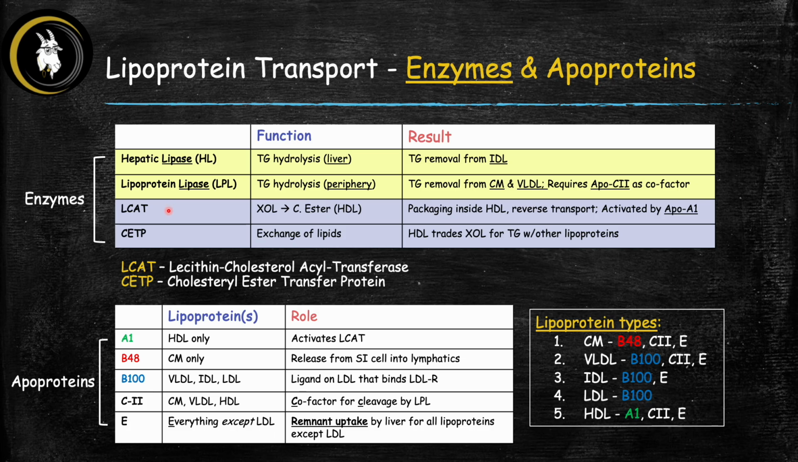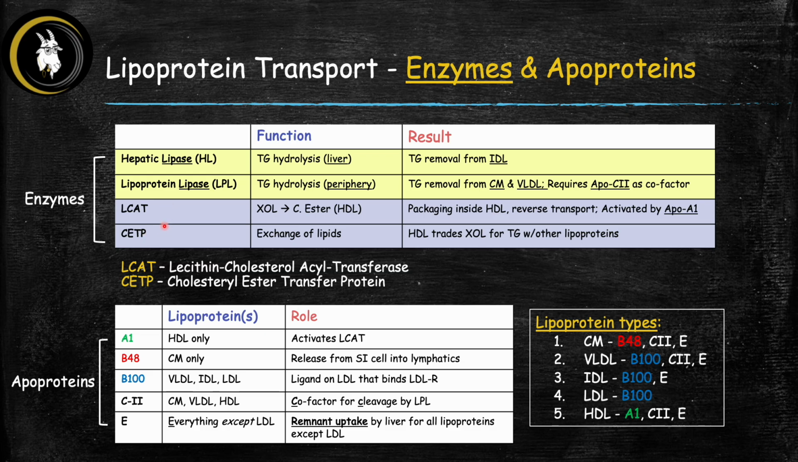So first one here is LCAT. This one was important for esterification of cholesterol in the periphery for HDL, and so it's very important for packaging cholesterol inside HDL and allowing reverse transport to happen. The other thing important to remember here is that LCAT requires activation by ApoA1, which is on the surface of HDL. And then the final enzyme here is also important for HDL.